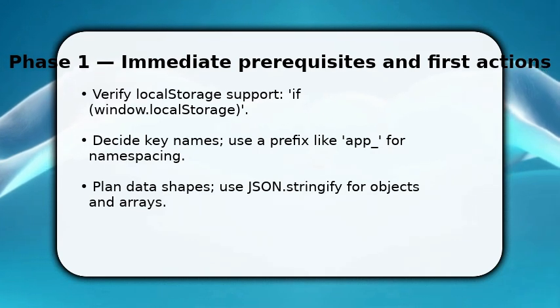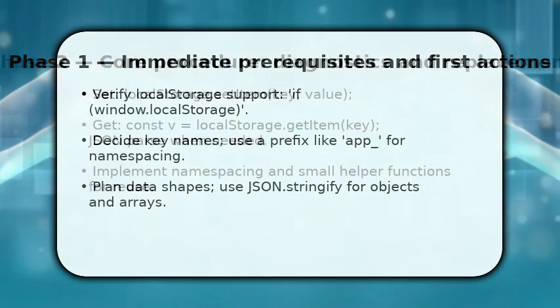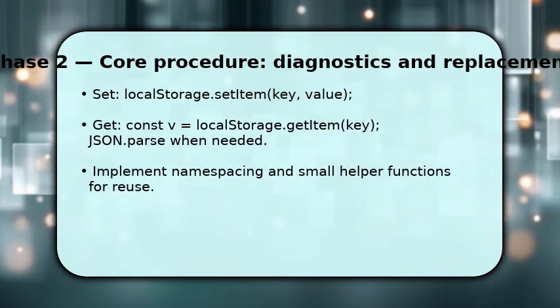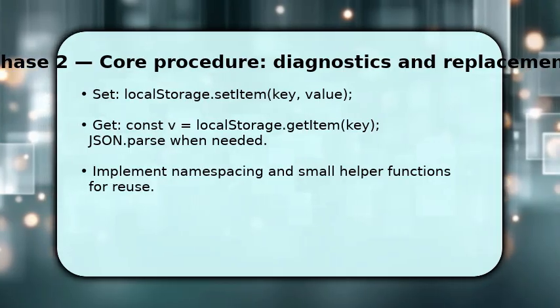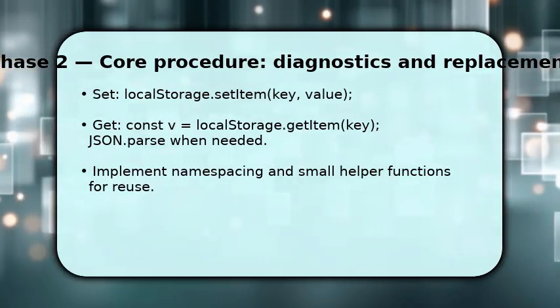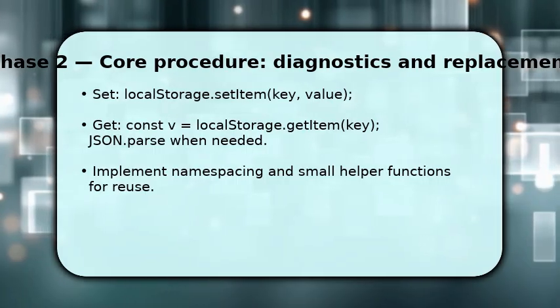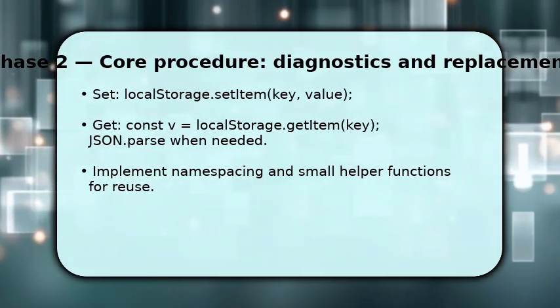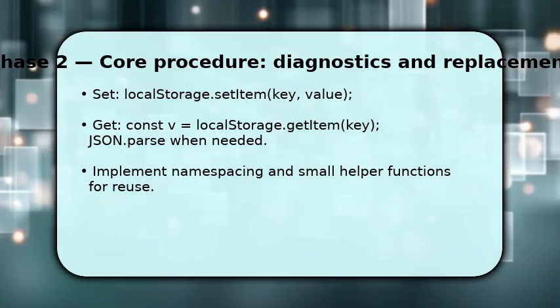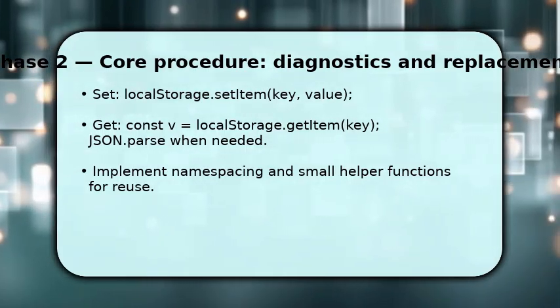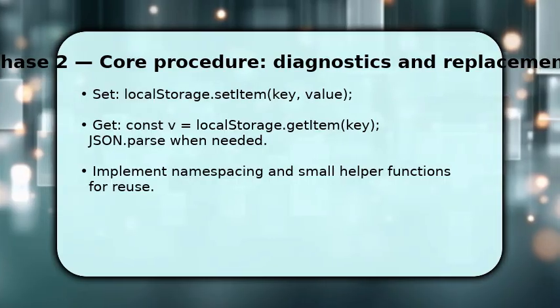You now implement the core operations. Use localStorage.setItem('app:user', JSON.stringify(obj)) to store, and localStorage.getItem('app:user') to retrieve. Because values are strings, parse with JSON.parse when you stored structured data, otherwise use the raw string. Once parsed, validate types and handle null returns for missing keys.